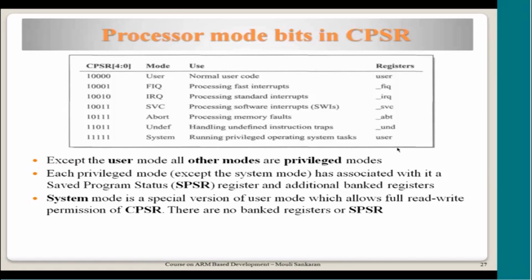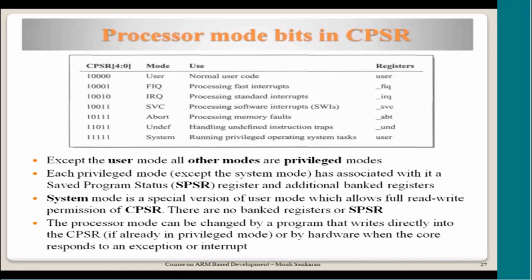Apart from user mode, you see that there is a system mode also, which has the same set of registers as user. There is no special set of registers. I'll show you what special sets of registers become visible in these different modes. But in the system mode, the only difference is that it can change the CPSR content. What is the use of that? I'll explain that in a subsequent session.